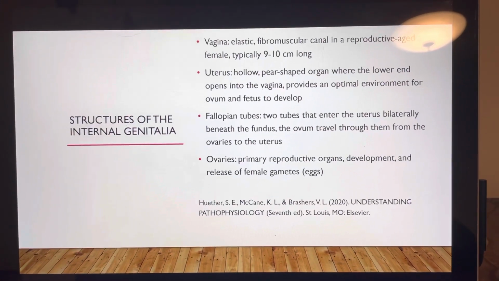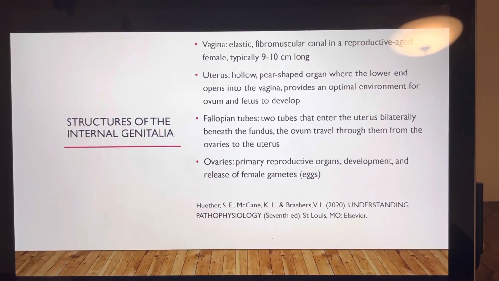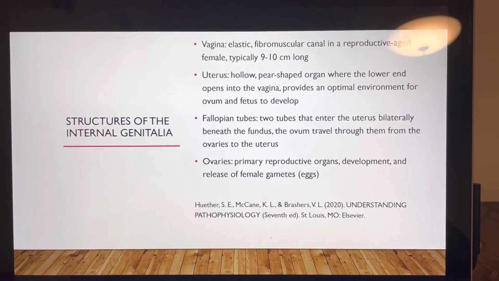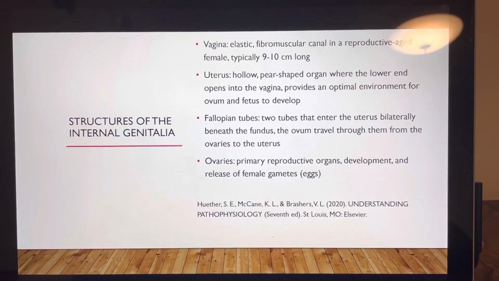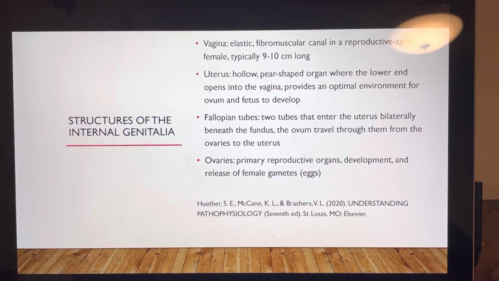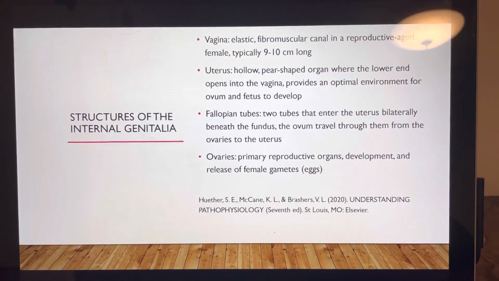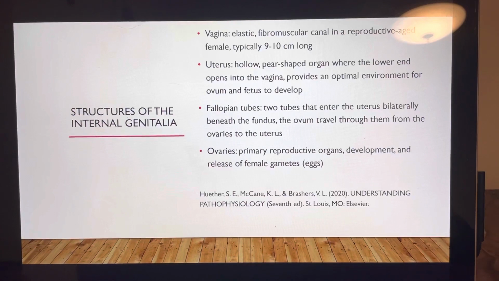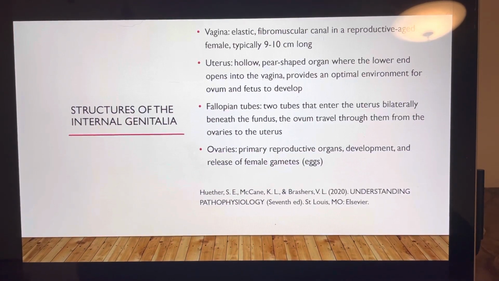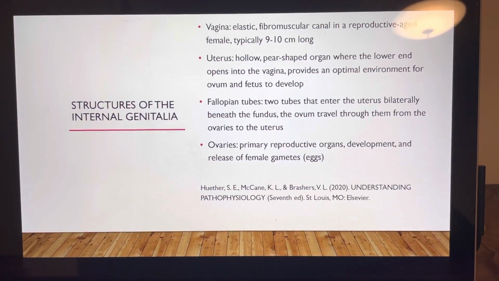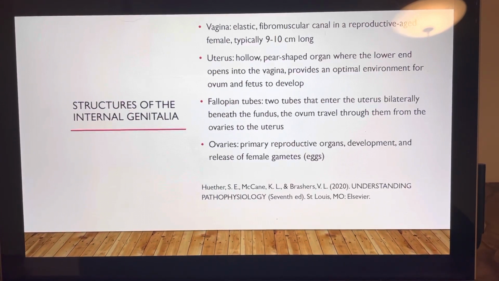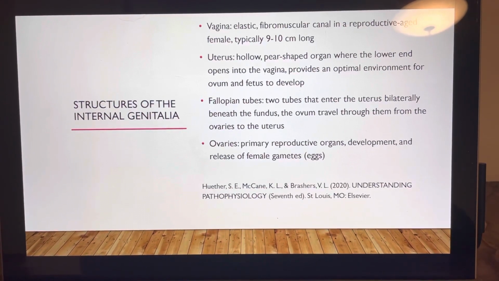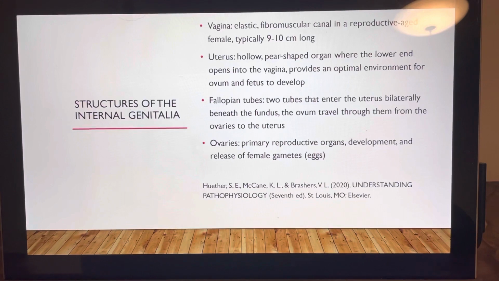The structures of the internal genitalia are the vagina, which is an elastic fibromuscular canal in a reproductive aged female. This is typically 9 to 10 centimeters long. The uterus, which is a hollow pear-shaped organ where the lower end opens into the vagina. This provides an optimal environment for the ovum and the fetus to develop.